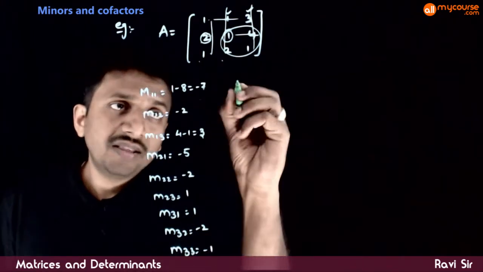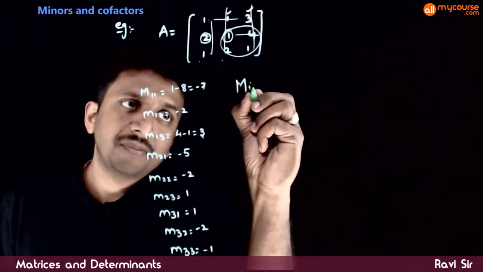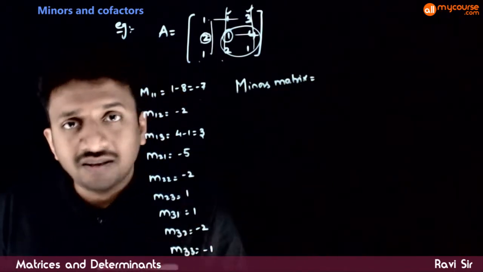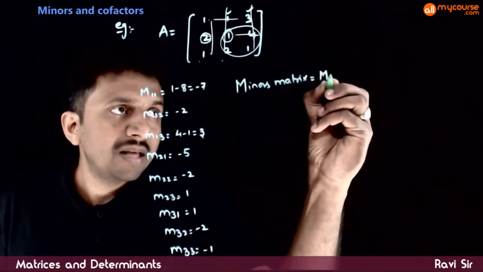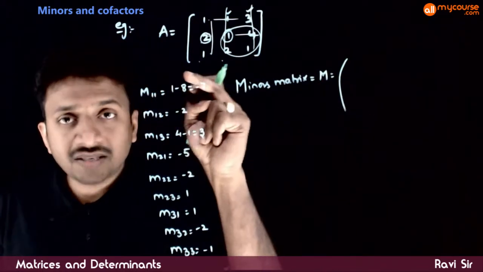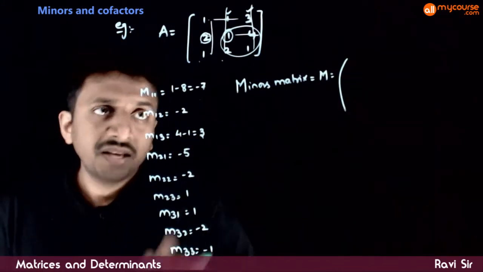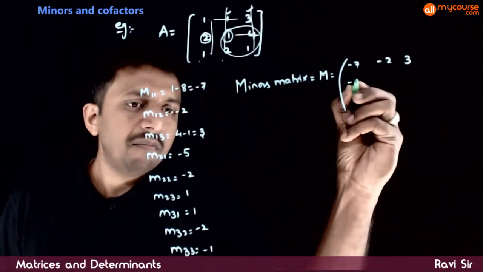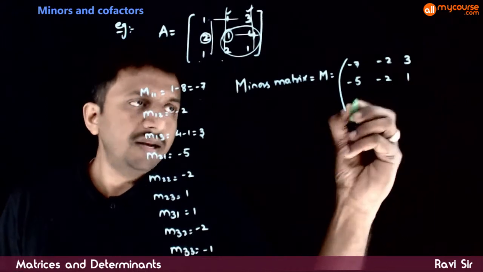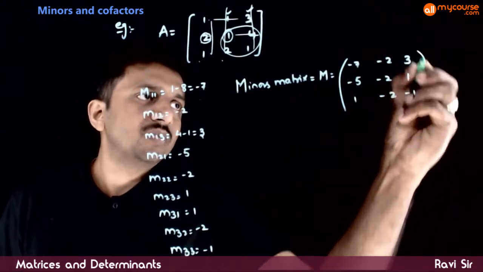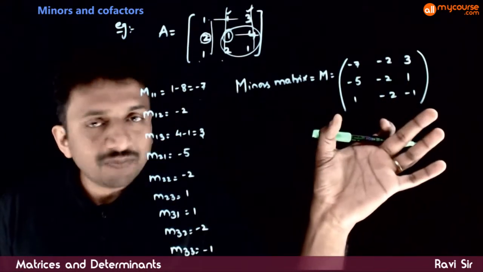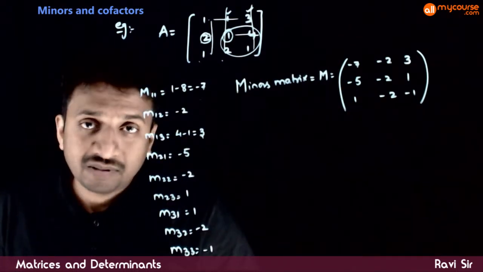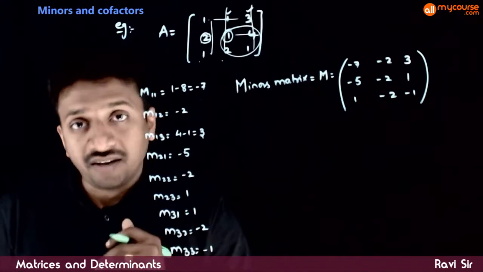Now, the minors matrix is the matrix M, whose positional elements are these numbers. That is minus 7, minus 2, 3, minus 5, minus 2, 1, 1, minus 2, minus 1. So this matrix is the minors matrix. Now, we have something called the cofactors also.